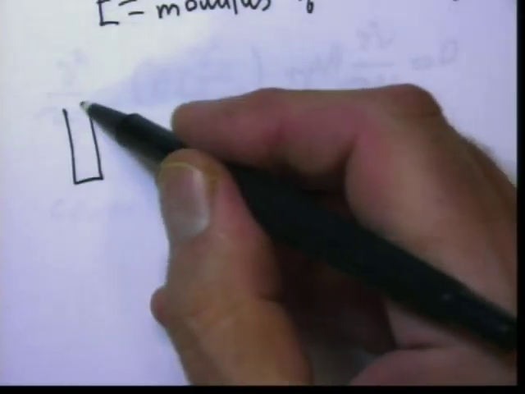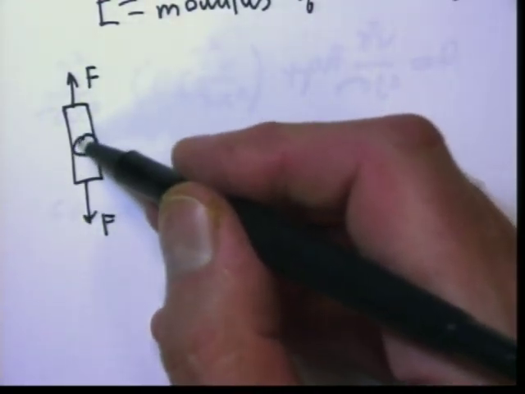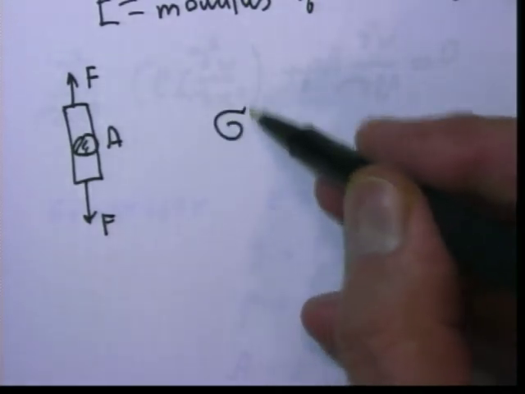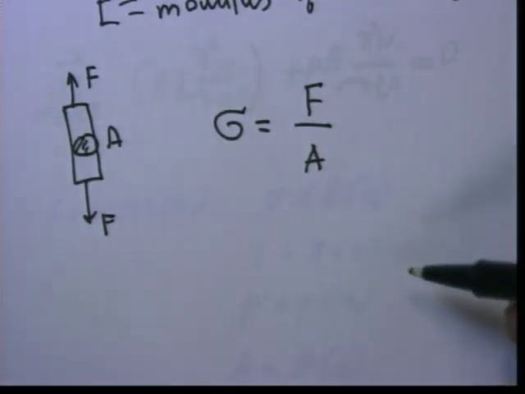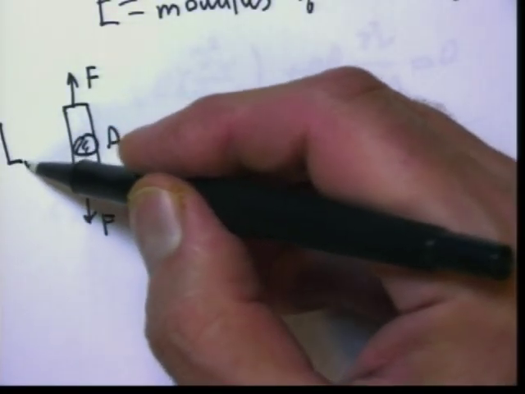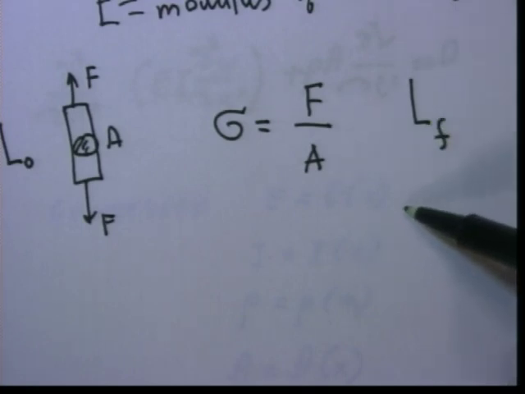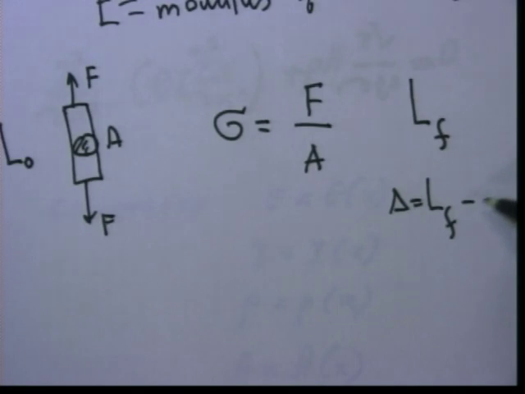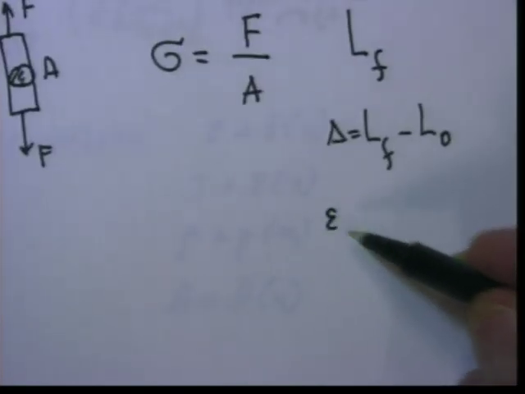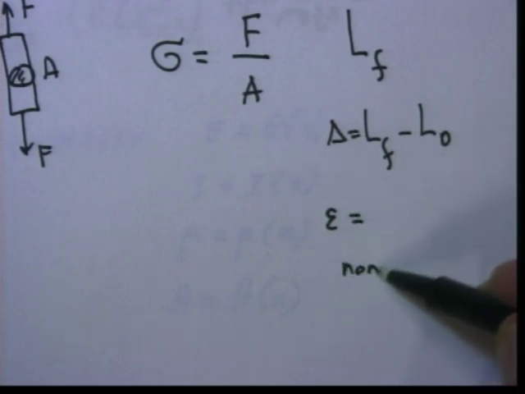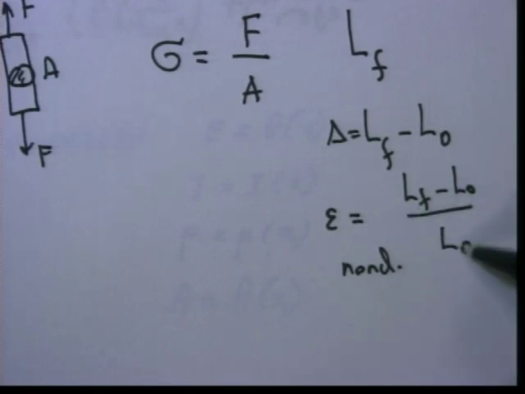So when I take a specimen and apply a force here, some force, and cross-sectional area is A, then we can form stress, which is F divided by A. Now the initial length is L initial, final length is L final, so we can also form elongation, L final minus L initial. Or better yet, to find something non-dimensional, L final minus L initial divided by L initial.